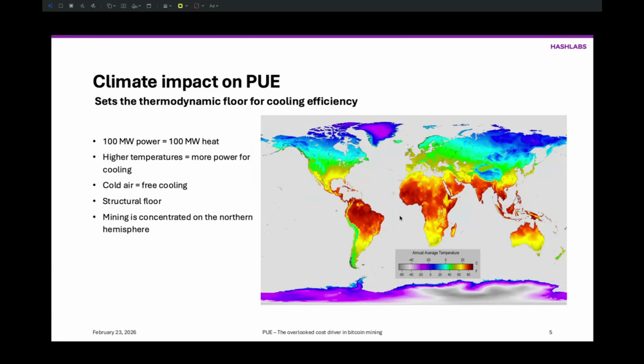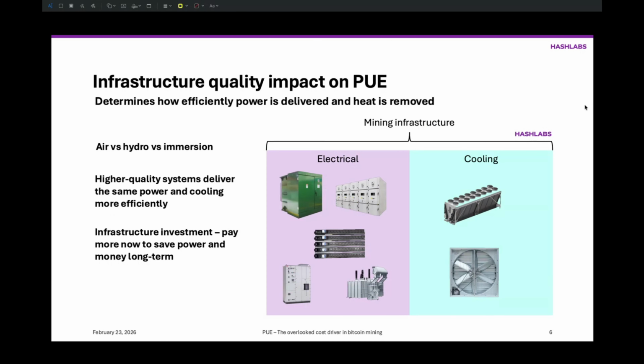And this is why most mining sites are concentrated in the northern hemisphere. I don't know how big a percentage of the hash rate is here, but it's extremely big. Then we have infrastructure quality and its impact on power usage effectiveness. The quality of the infrastructure determines how efficiently power is delivered and how heat is removed. As I showed, there are power losses in each of these components, also in the cables.